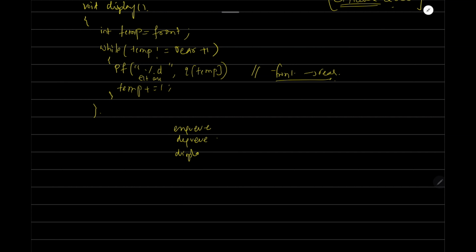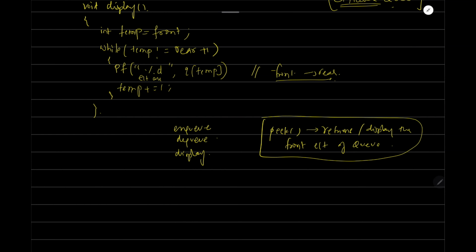So this is about the enqueue function, this is about the dequeue function, and this is about the display. Also here we can do something like the peek function. So peek means it simply returns or displays the first element, the front element of the queue. Try to do it by yourself. This is mostly about the implementation of queue using arrays. So here we have seen all these functions. In the next class we'll be trying to learn the implementation of queues using linked lists.